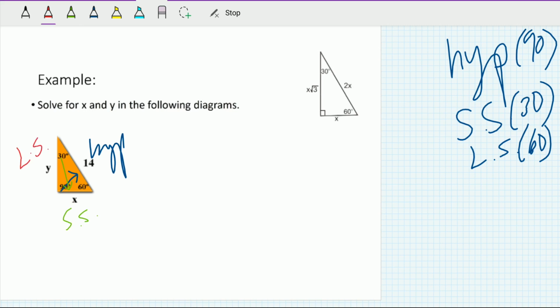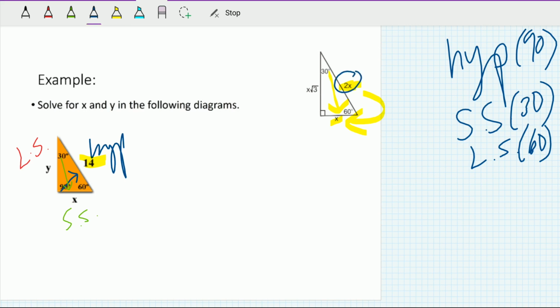And so now you have to think about what information is given to you. Well, the hypotenuse is given to us. So that means we could potentially work backwards and see, can I figure out what the short side is equal to? Because the short side is across the 30 degrees. And so that's how they relate, right? If you can figure out how to break it down.